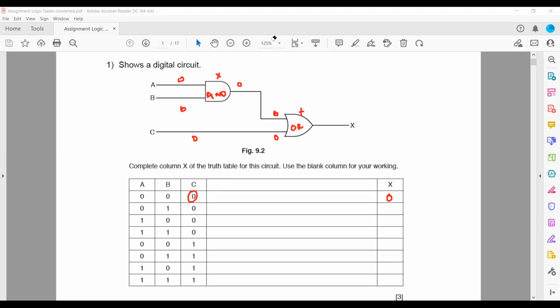Then the second one, if A is 0, B is 1, and C is 0. So 0 multiplied by 1, or 1 multiplied by 0. What is the answer for this AND gate? So 0 multiplied by 1, that is 0. So this will be 0, and 0 plus 0 is 0 as well. So 0 plus 0, the final will be 0.